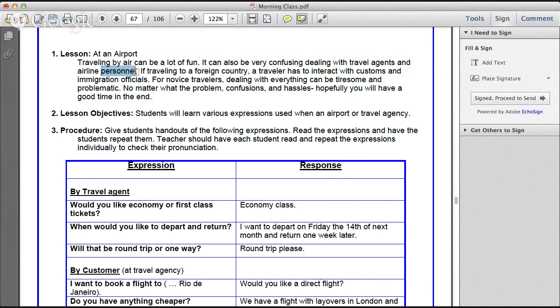This word is pronounced personnel. Personnel. Okay, with that stress on the end. We have immigration officials. Officials. Okay, very good, and I think that was pretty much it there.